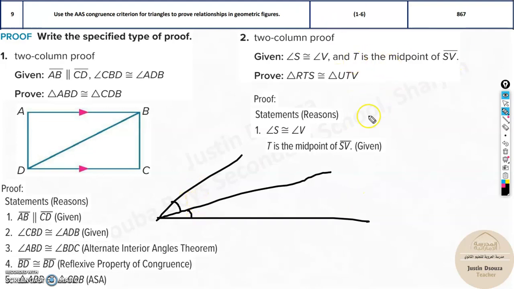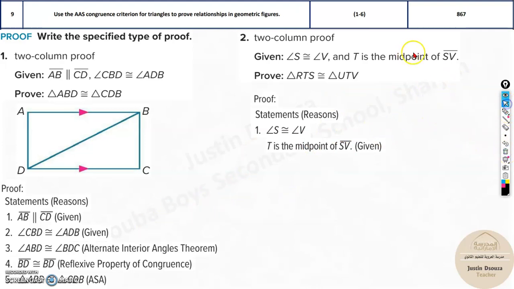Now about midpoint, if I have a line, say ST and SV, and I tell you T is the midpoint, then these both lines are equal. That is about midpoint and bisector. These are important, crucial things. So even though we don't have the figure, we can at least solve this. And then over here, ST is congruent to TV. Why? Because of the midpoint.